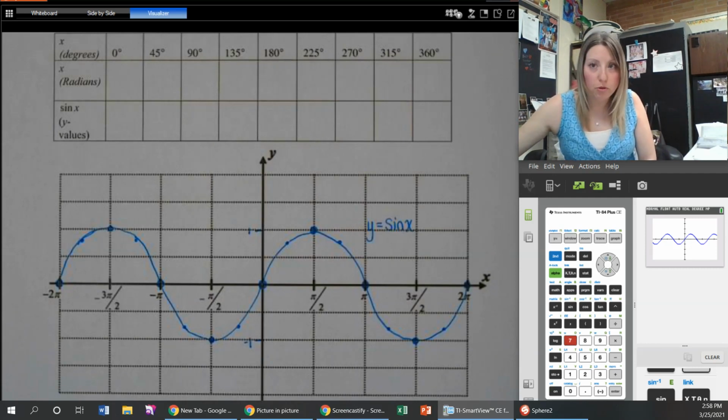Let me know if you need any help doing these. I will see you guys soon to now take cosine and do the same idea. It is going to look different, but again, we'll talk about why it looks different when we do cosine.